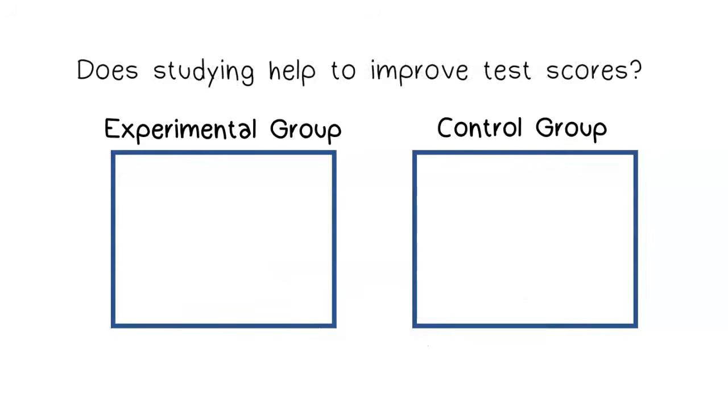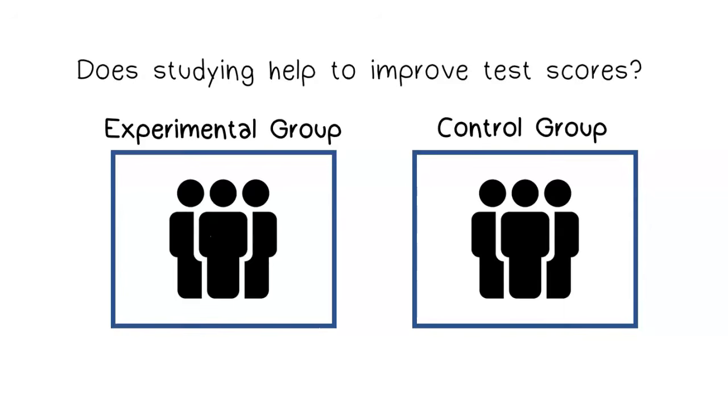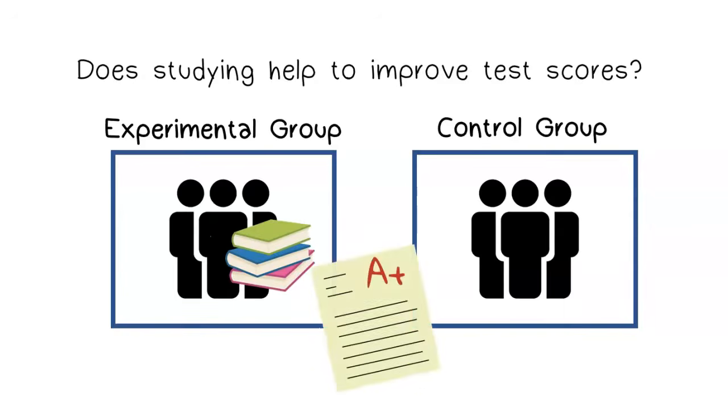Does studying help to improve test scores? We can test this out by setting up two groups. The experimental group will study, and the control group will not study. We will compare the test scores between the two groups to see if the experimental group performed better.